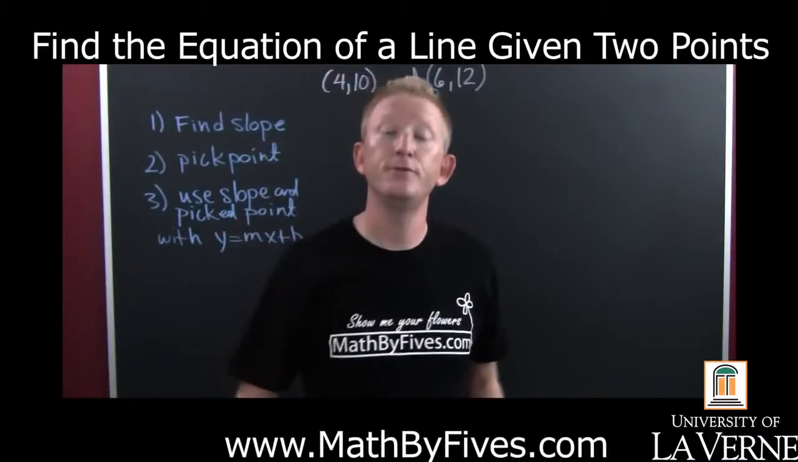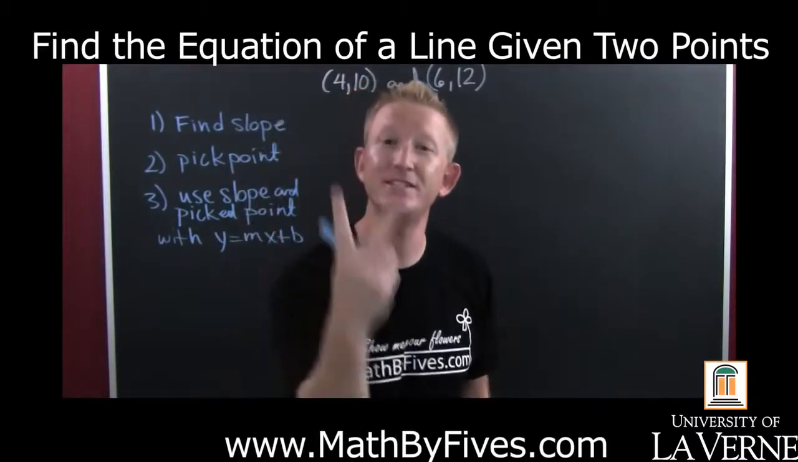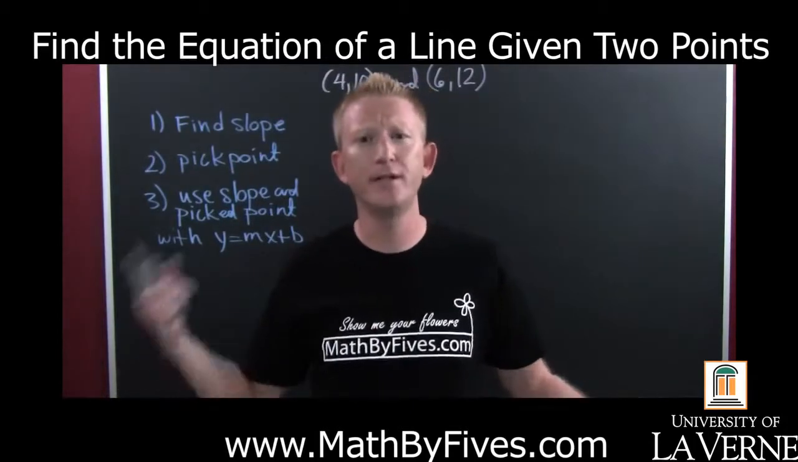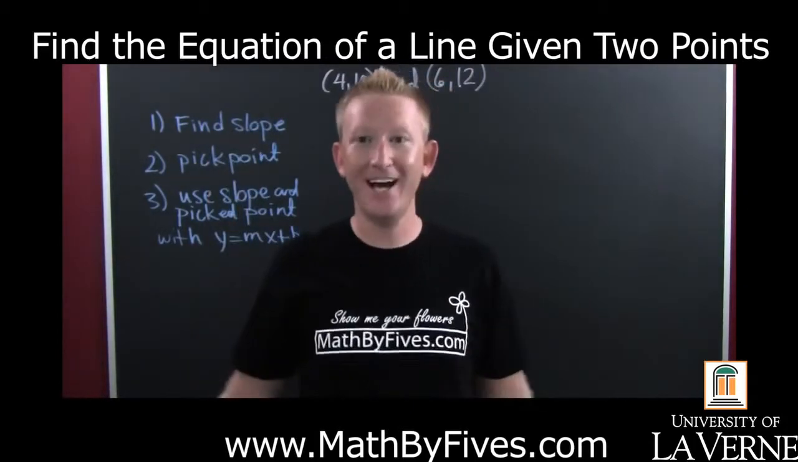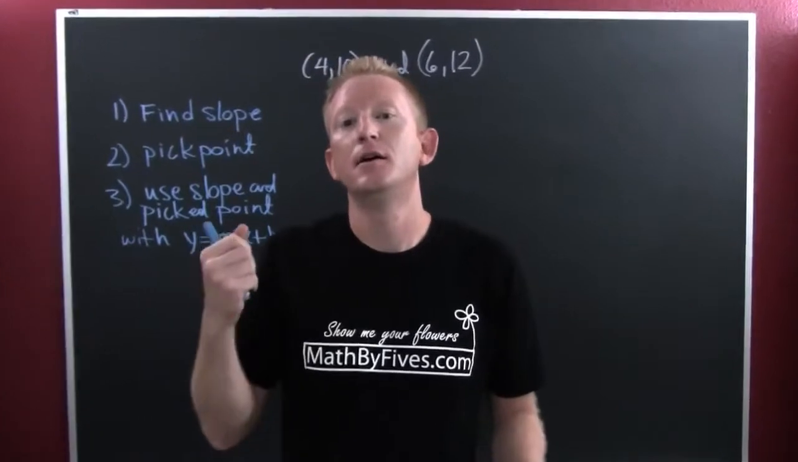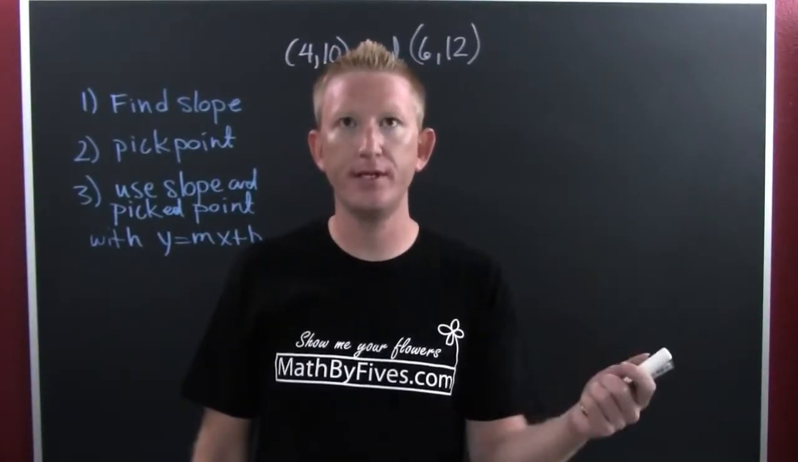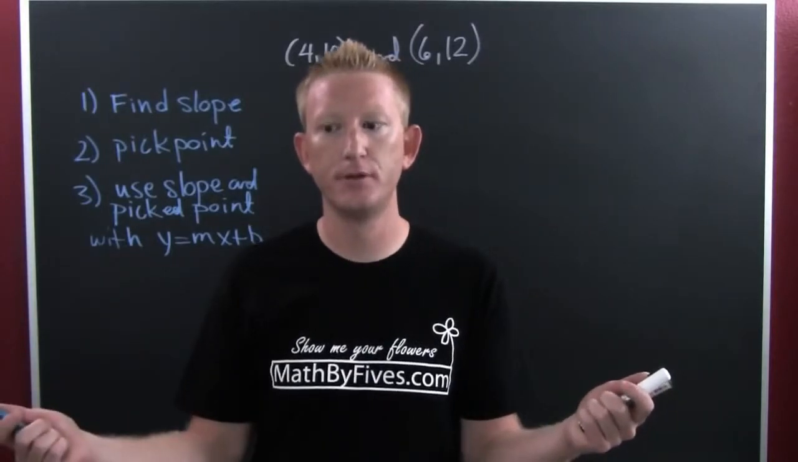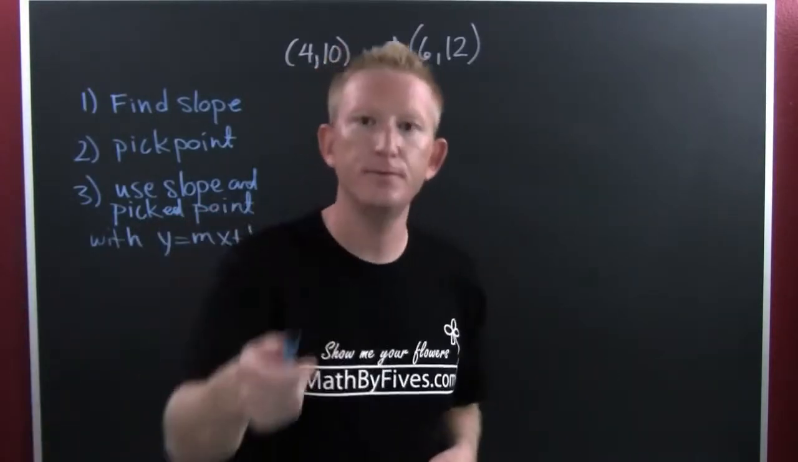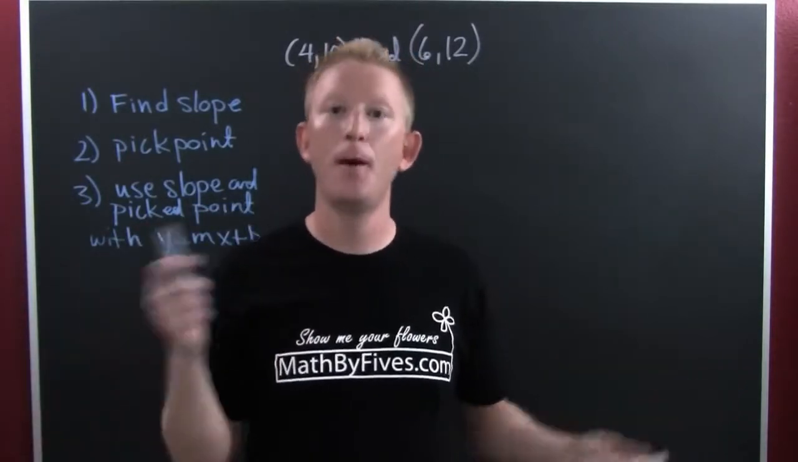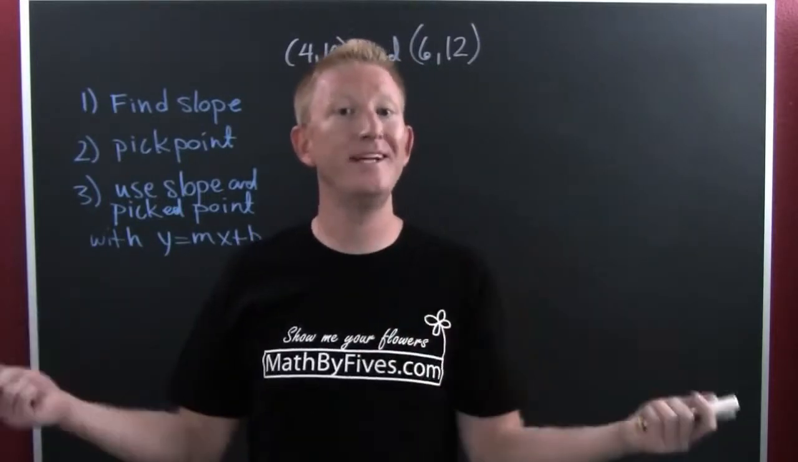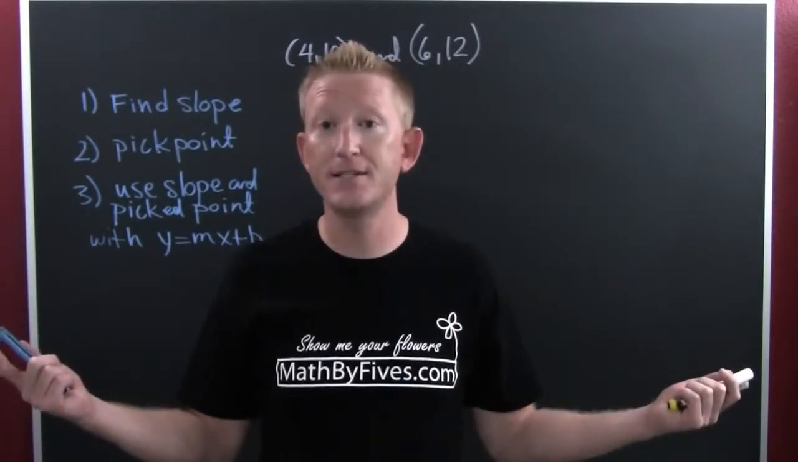Okay, now we need to find the equation of a line, and they gave us 2 points. If we had a point and a slope, we'd use point slope. Here they give us 2 points, and we know we need a point and a slope. All we need to do, now that we have 2 points, is just pick one of them, and we need to find a slope. How are we going to find a slope?